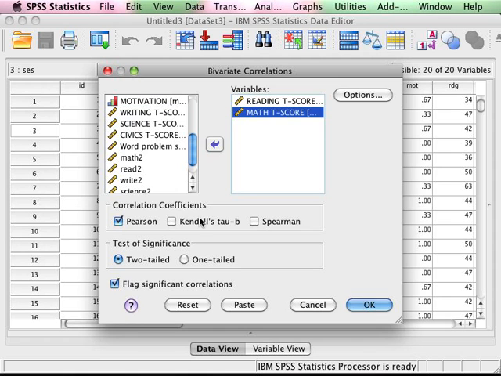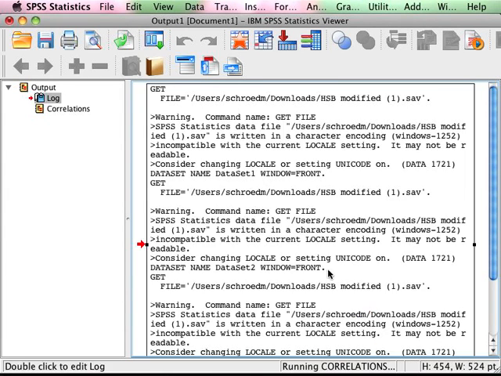Now if you look here, I have other options: Pearson, Kendall's tau-b, and Spearman. We're only working with the Pearson in this class. I can do a one-tail or a two-tail test. And then I'm going to ask it to flag significant correlations. Otherwise, I don't have many options with this. I click OK.